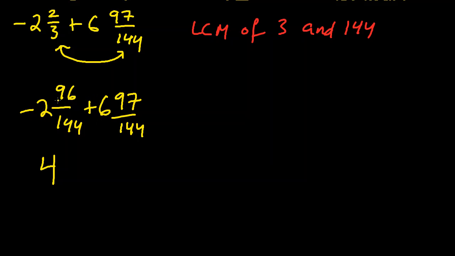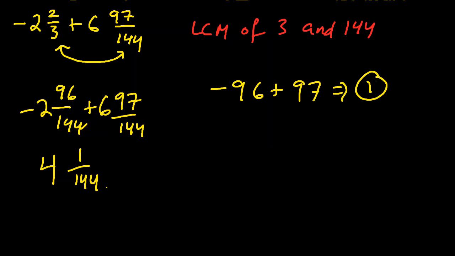or rather negative 96 plus 97 gives us 1 over 144. Remember, the negative here applies to the numerator as well, because this whole number is negative, right? So this number is actually a negative 96. And so negative 96 plus 97 is 1. That's why I get the 1 over here over 144. So this is our final answer for this problem.